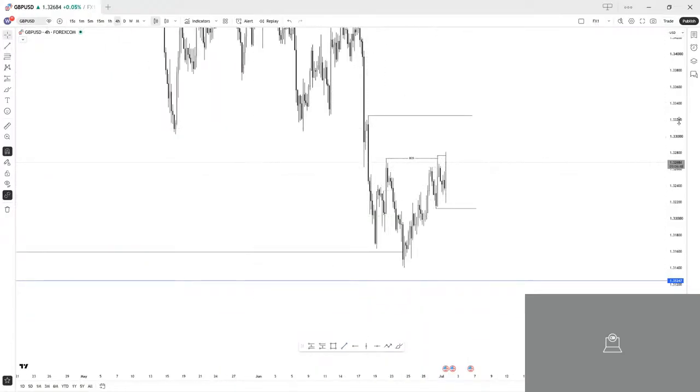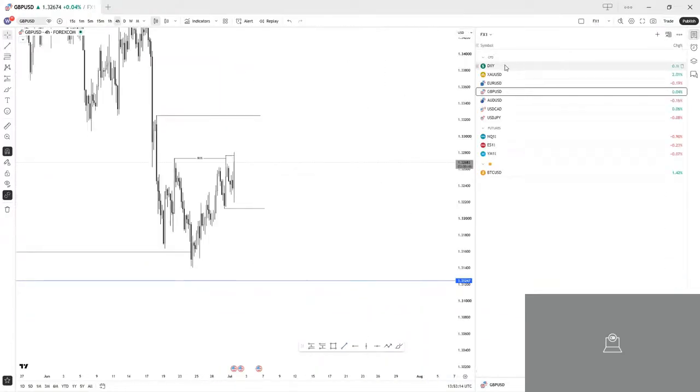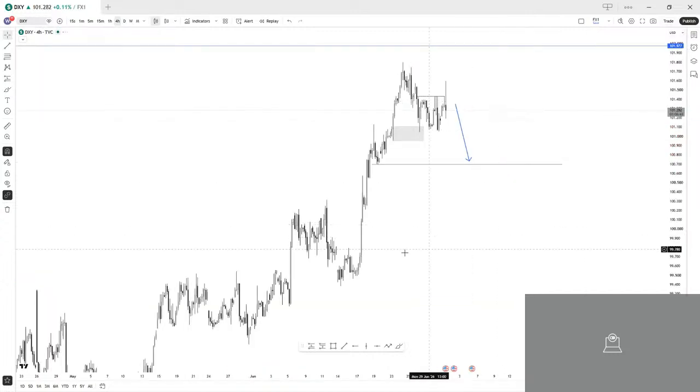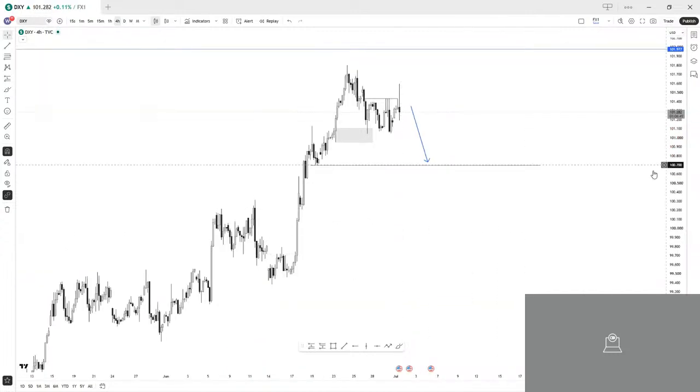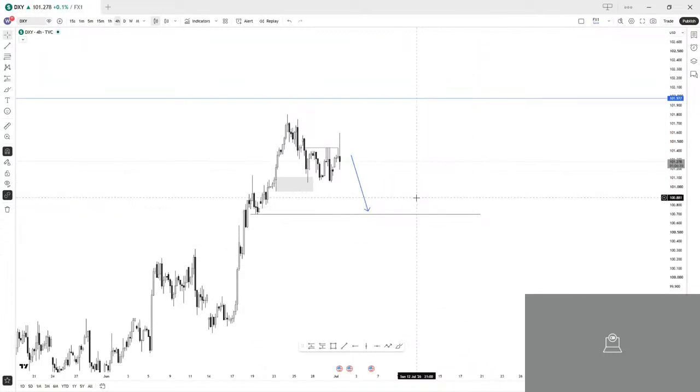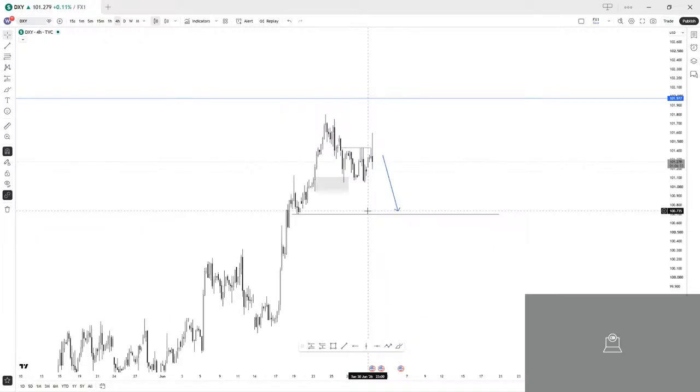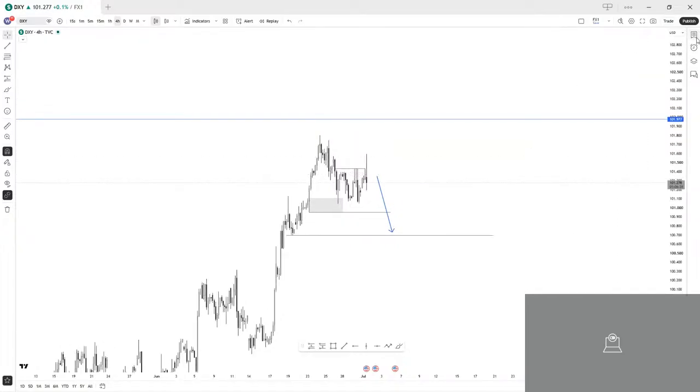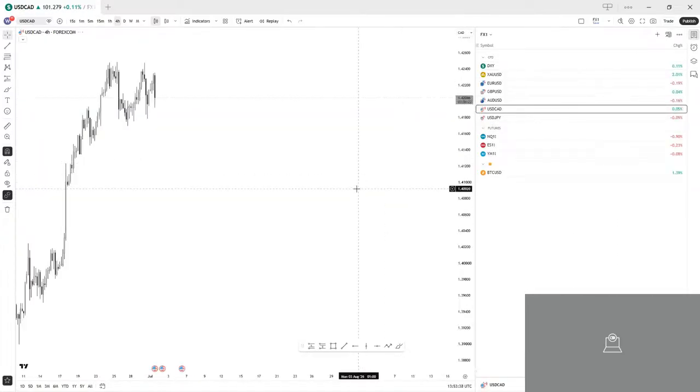Currently the DXY. Let me analyze the DXY also for some time because it's somehow confusing. I need to see what's happening actually. Are we heading to the lows, to this target? Yes, we are heading to that target. I think we are.